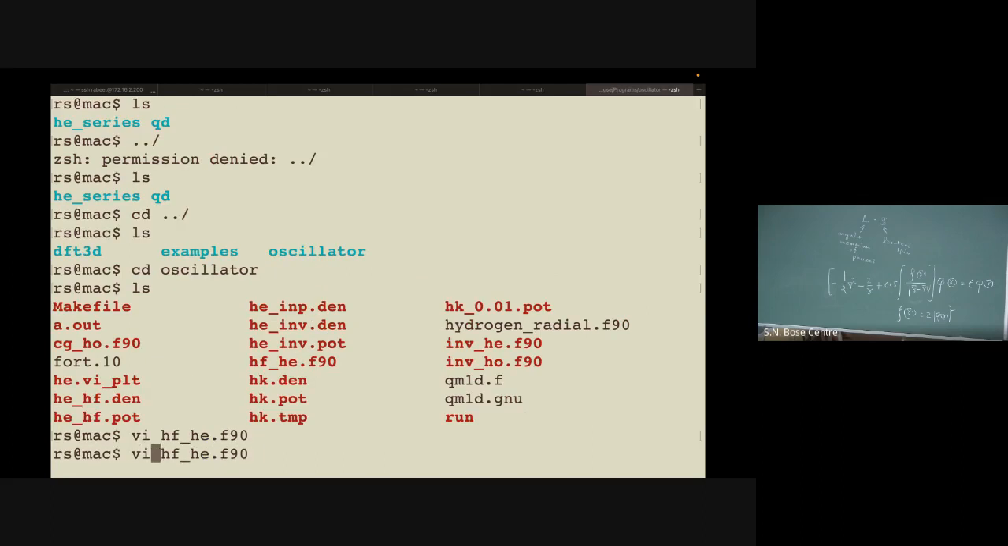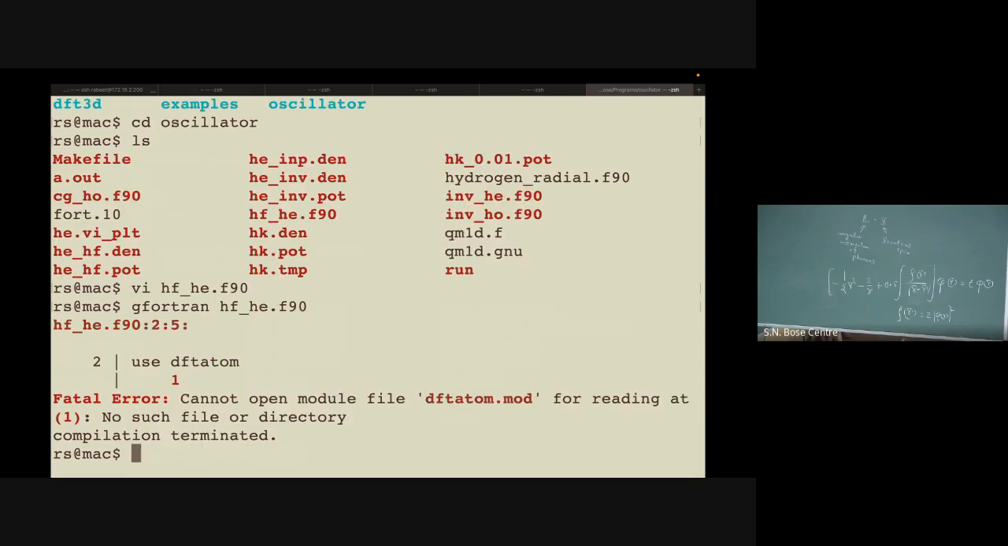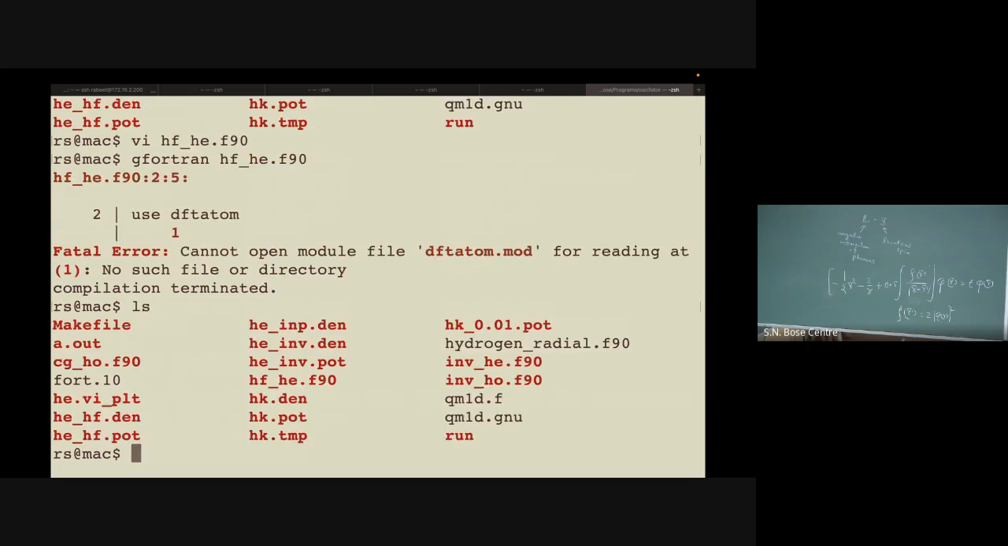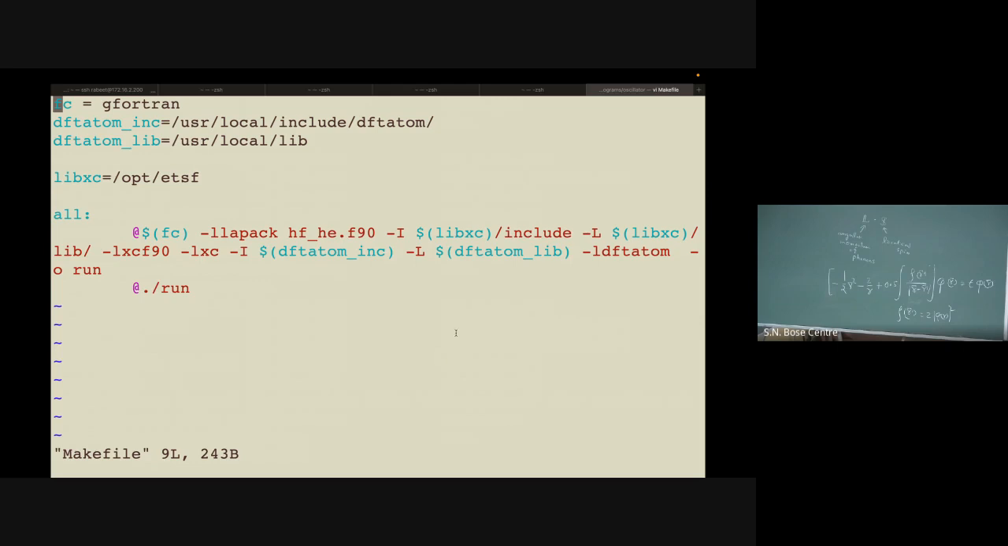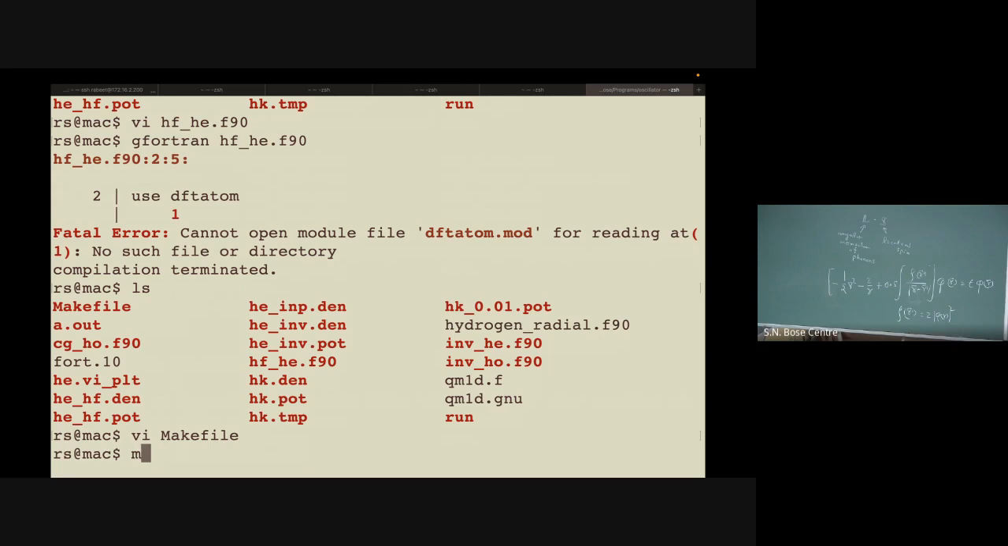So everybody should be able to run this program. So let me run it. For that, I have provided a make file, and I have given this command there. So you just need to use this make file. If you don't explicitly give the path for DFT atom, then this make file will work on every computer because by default DFT atom and libc take this path. All right. So just make it.